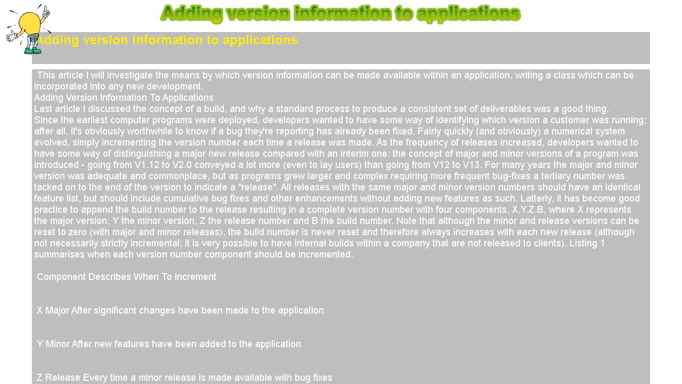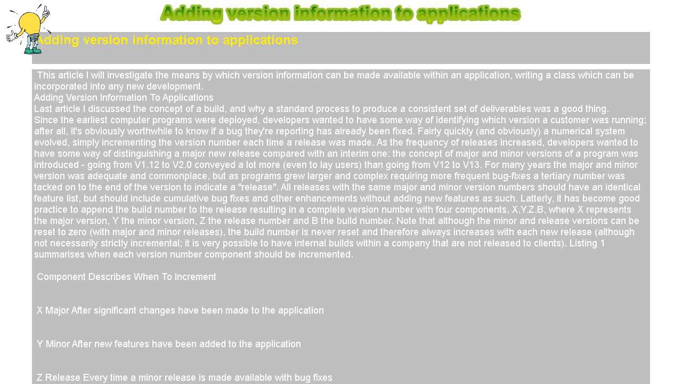For many years the major and minor version was adequate and commonplace, but as programs grew larger and more complex, requiring more frequent bug fixes, a tertiary number was tacked onto the end of the version to indicate a release. All releases with the same major and minor version numbers should have an identical feature list, but should include cumulative bug fixes and other enhancements without adding new features as such.